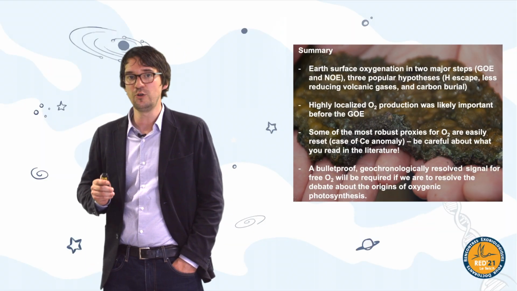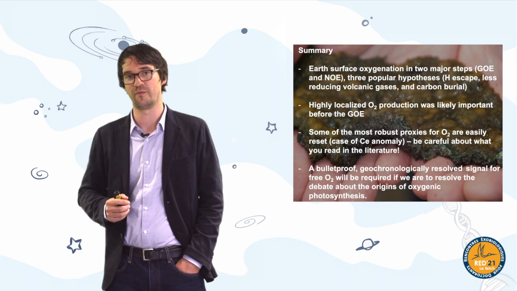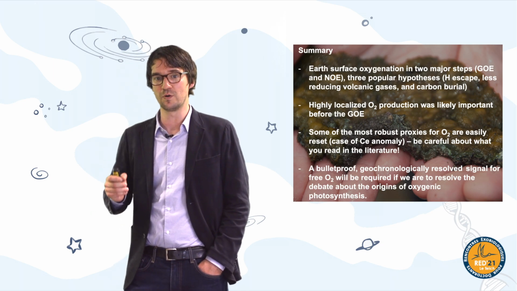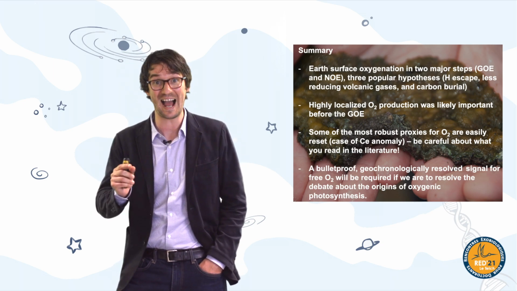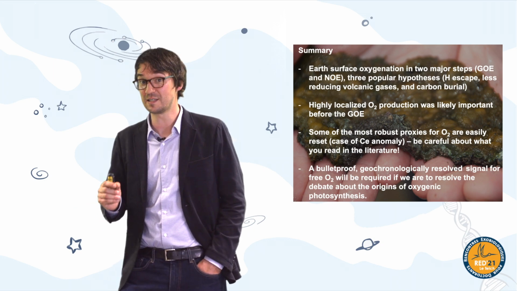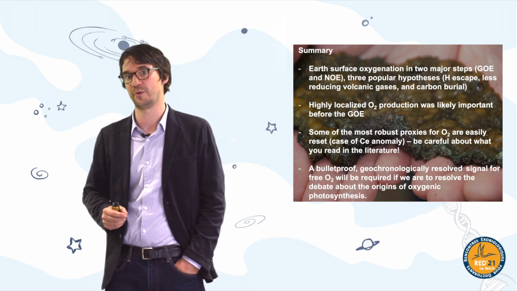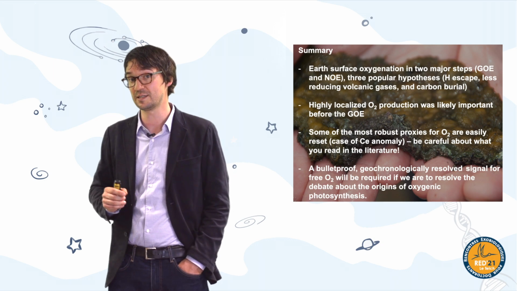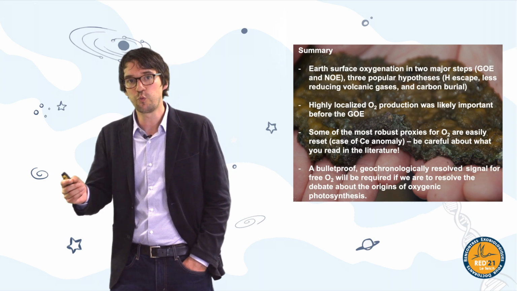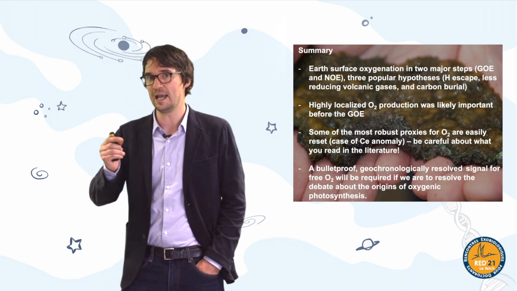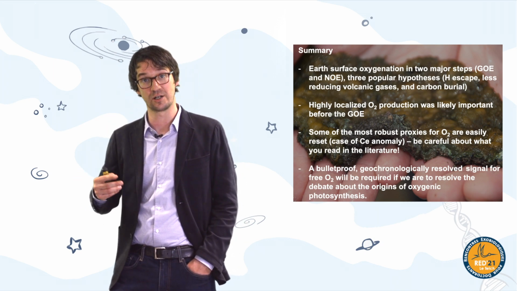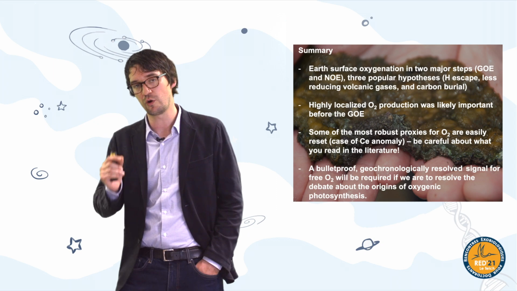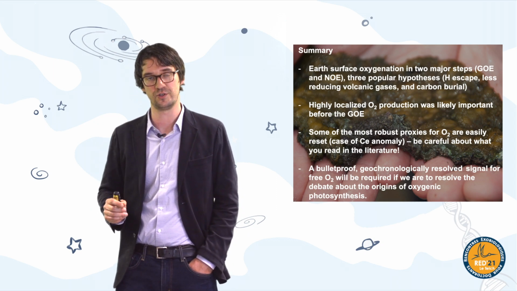We now believe that highly localized oxygen production was likely highly important before the GOE for Earth's surface oxygen cycle. In some cases, even the most robust proxies for O2, such as the highly immobile rare earth elements, are susceptible to being reset by later alteration processes. So we have to be very careful about what we're analyzing and what we read in the literature, because this problem may be more widespread than we thought. And if we're really going to get to the heart of when and how the biosphere affected early Earth's oxygenation, it would be great to have some geochronologically resolved bulletproof signal for free O2 at that time.